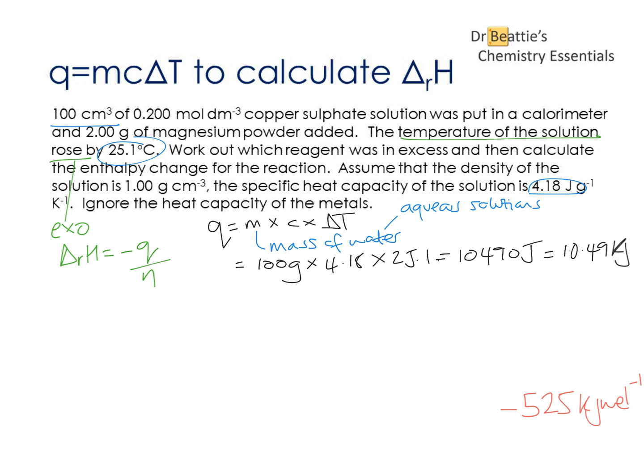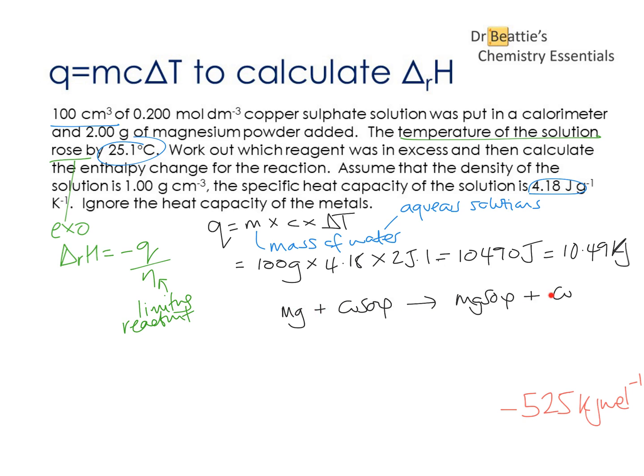So Q is this value here, but we need now to work out n, and remember this is the number of moles of the limiting reactant. We have 2 reactants. We have the copper sulfate, of which we're given a volume and a concentration, and we have magnesium, which we're given a mass of. So we're going to have to calculate the number of moles of the copper sulfate and the magnesium powder, and also use the molar ratios in order to work out the limiting reactant.